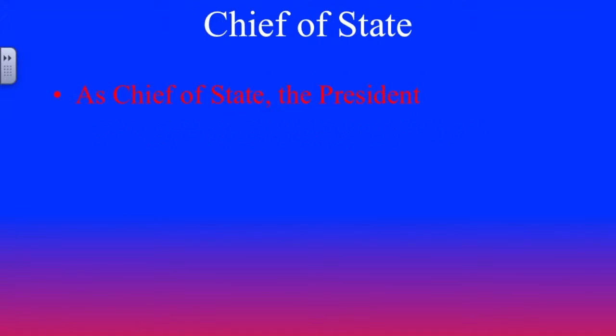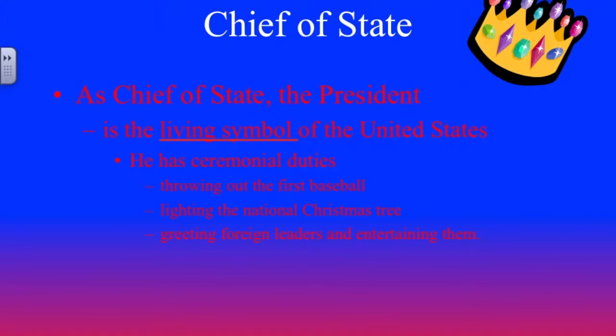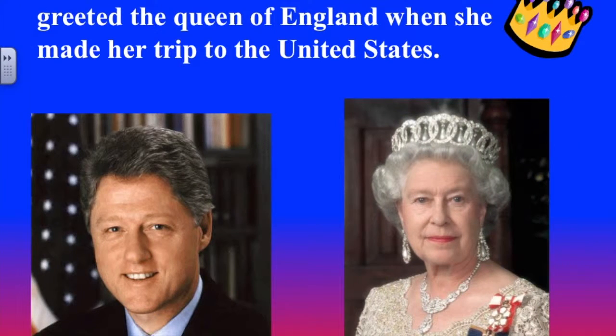As chief of state, the president is the living symbol. In this role, he doesn't have a lot of power, but he does ceremonial duties, like throwing out the first baseball of a baseball season, lighting the national Christmas tree, or greeting foreign leaders and entertaining them. As an example, as chief of state, President Clinton greeted the Queen of England when she made her trip to the United States.